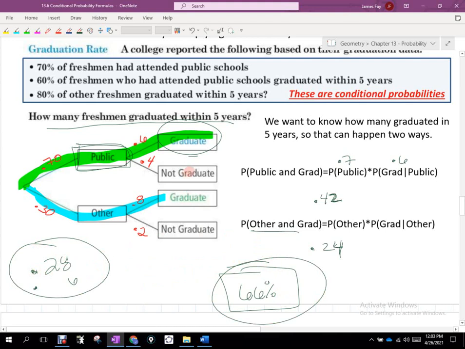Okay, and this is what we call a binomial situation where you have two things you can do. You can graduate or not graduate, right? You've never heard of somebody that did some third thing, correct? Okay.